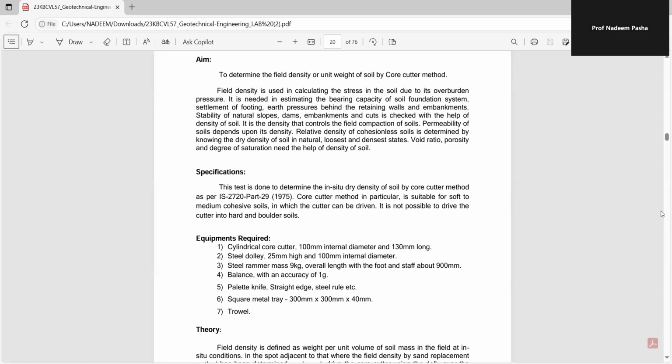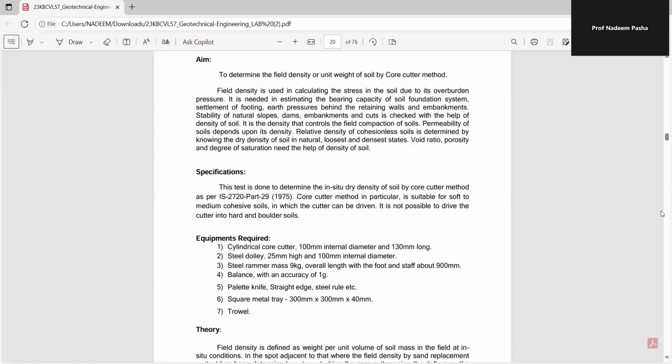Permeability of soil depends upon its density. Relative density of soil is determined by knowing the dry density of soil in its loosest and densest state. Void ratio and degree of saturation need the help of density of soil. So what is the specification?